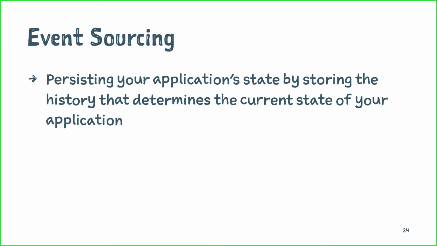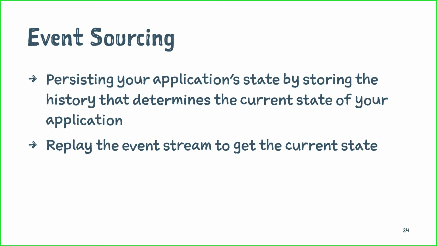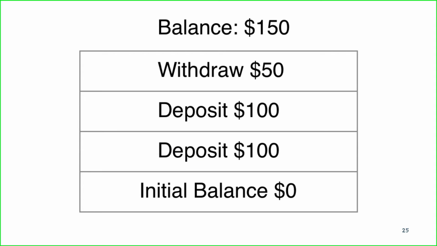And this is the really neat part: you can take all these events to determine the current state of your application just by looking at the history of the events. You can replay that event stream to get your current state. Probably the easiest way to think about this is like a bank balance. You have your initial balance, then you make a couple deposits and a withdrawal, and then you have your end balance. The funny thing is that your bank balance probably isn't a column in a database. Your bank balance is determined by all the previous transactions that happened in your bank account.